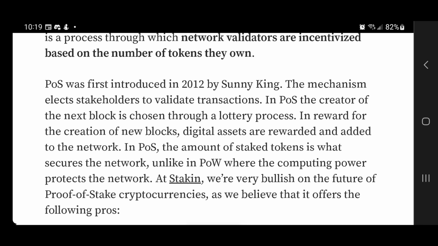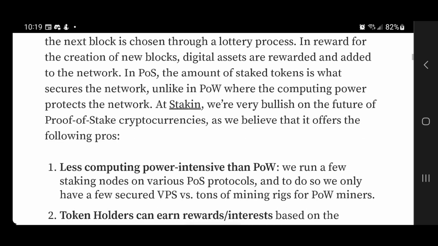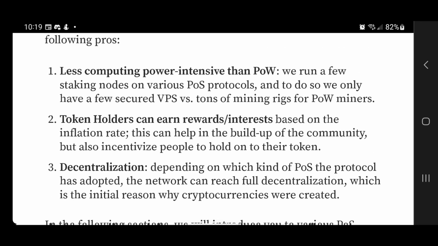In proof of stake, the amount of staked tokens is what secures the network, unlike in proof of work, where the computing power protects the network. At Staken, we're very bullish on the future of proof of stake cryptos, and we believe that it offers the following pros. Less computer power intensive than proof of work, token holders can earn rewards and interest, and decentralization. Depending on what kind of proof of stake the protocol has adopted, the network can reach full decentralization, which is the initial reason why cryptocurrencies were created. And I think that's clearly what Coreum has created, a truly decentralized network. It's no ICO, 100% community airdrop. It's been designed that way right from the get-go.